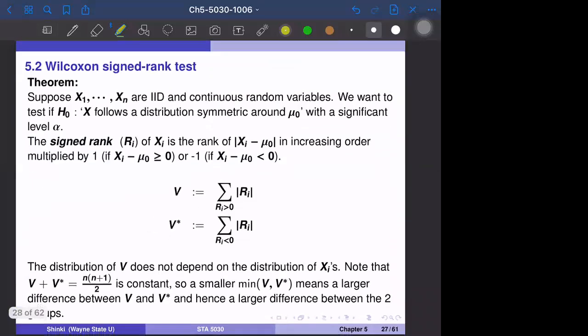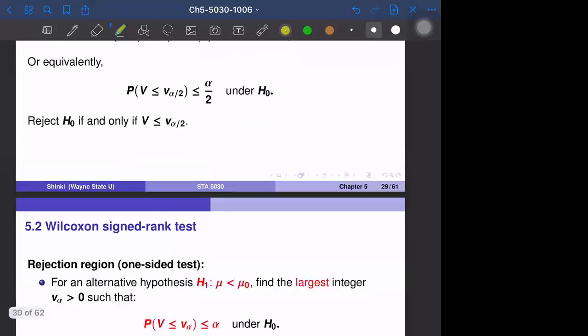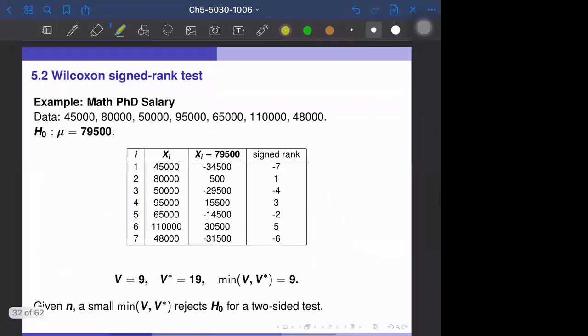Okay, so the notation is a little complicated, so we start with an example. Think about math PhD salary. And we think about whether these observations are centered at 79,500 or not. Typically, the income distribution is not normal. Usually, it is very skewed to the right. So a few earn a lot of money, but the majority of the population earn modest income. So it's not symmetric, and the normality assumption is often violated.